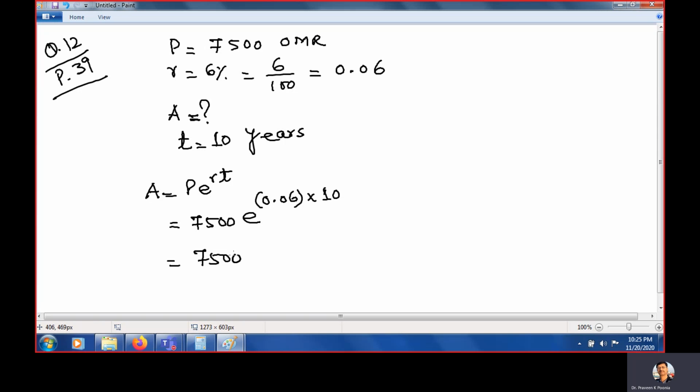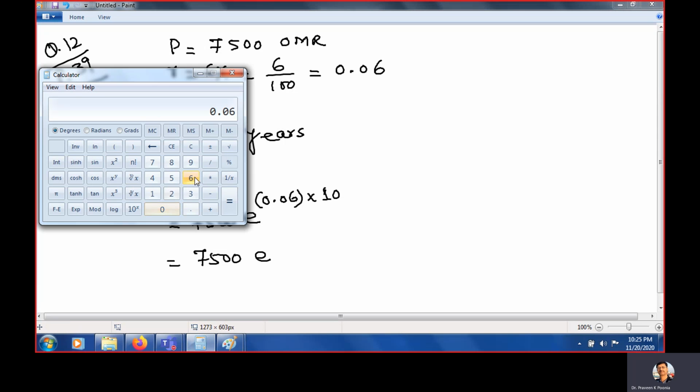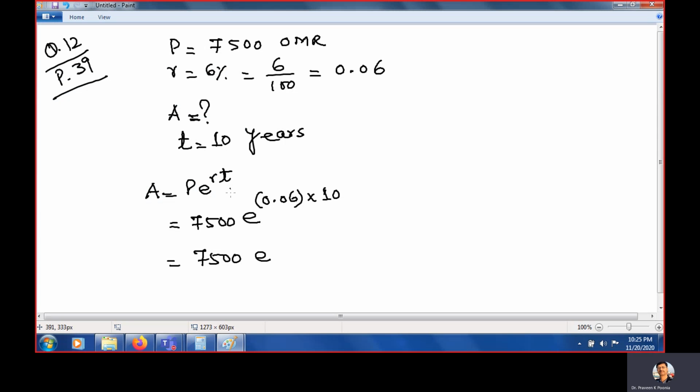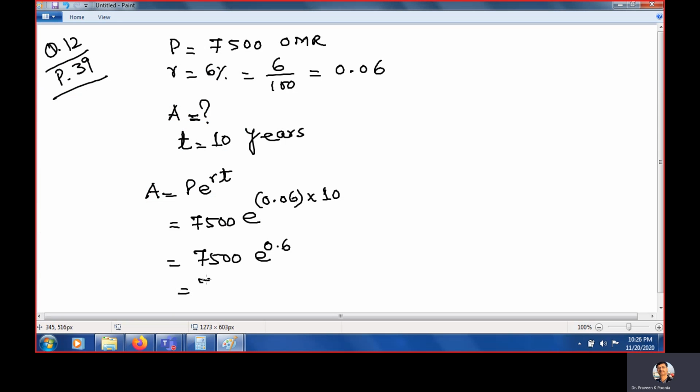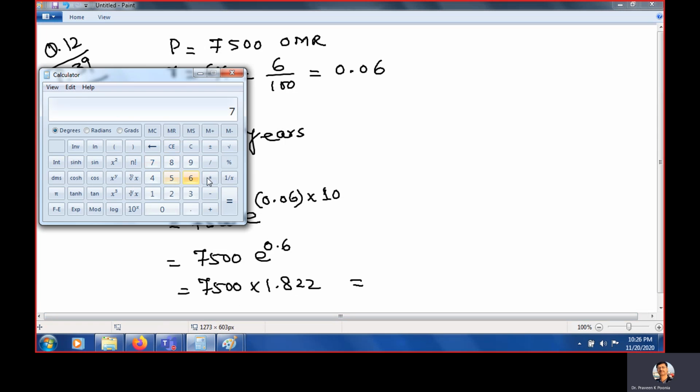So 7,500 e power, if you multiply 0.06 multiply 10, it is 0.6. Clear? And for 0.6 we take the value of exponential e power x. So e power 0.6 is 1.822. It is 7,500 times 1.822, something like that. So how much is the amount? Multiply it by 7,500.